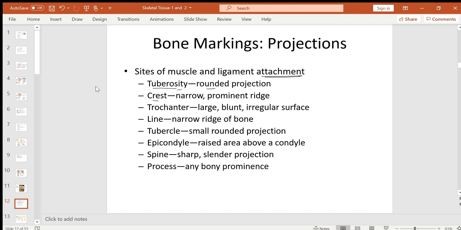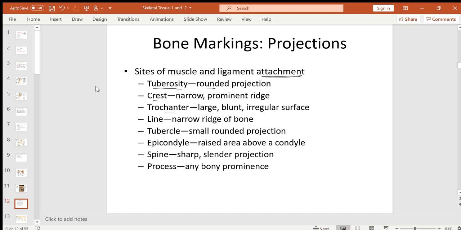Crest, the narrow prominent ridge. When we use the word crest, sometimes we use it to indicate the top of the mountain, right? The crest of the mountain. That means the top narrow portion or prominent ridge. Example, on the hip bone, you have the iliac crest for the attachment of the abdominal muscles.